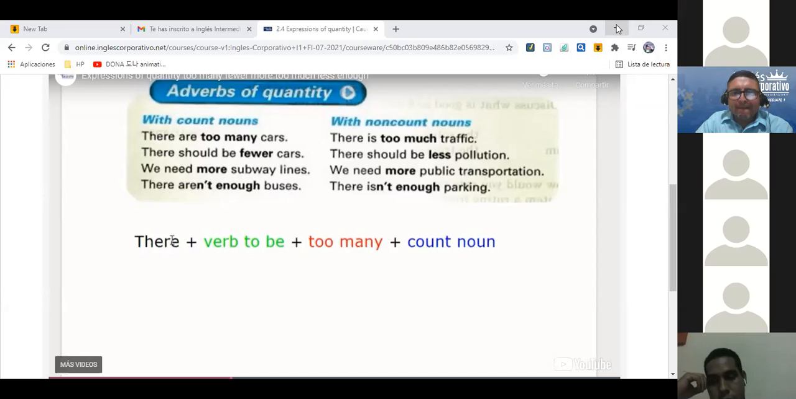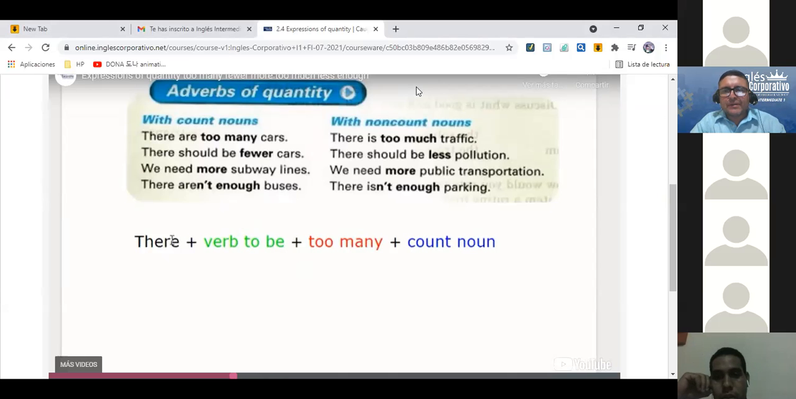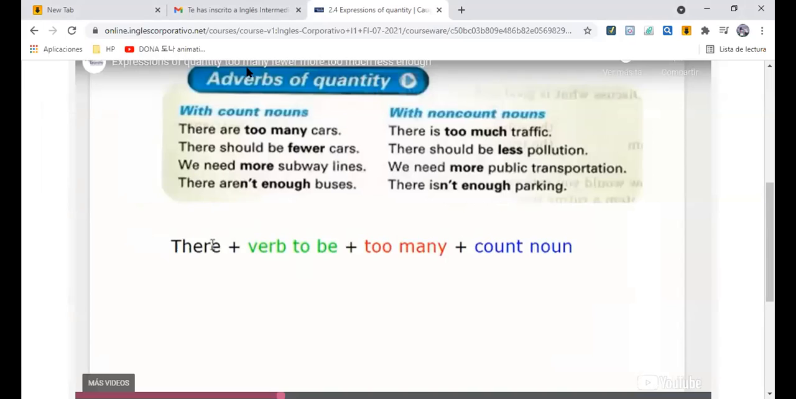So let me show you this. Okay, can you see my page? What is the topic? Adverbs of quantity. I need your attention. The left side are examples with countable nouns: cars, subway lines, buses. There are too many cars. There should be fewer cars. We need more subway lines. There aren't enough buses. Any questions there?